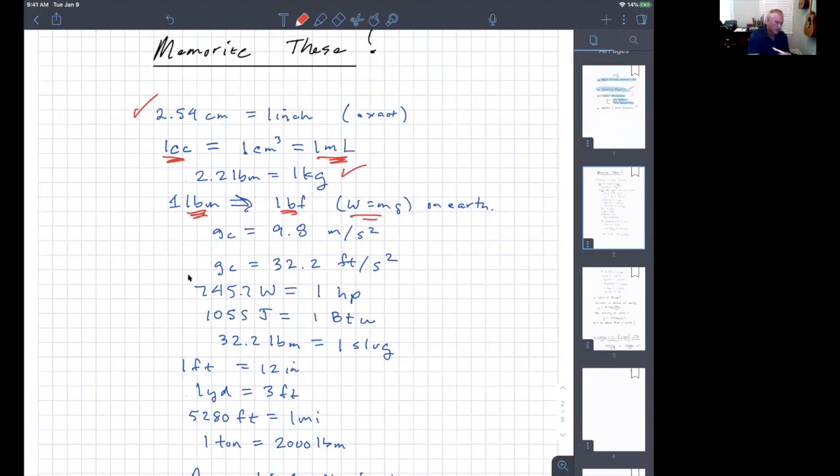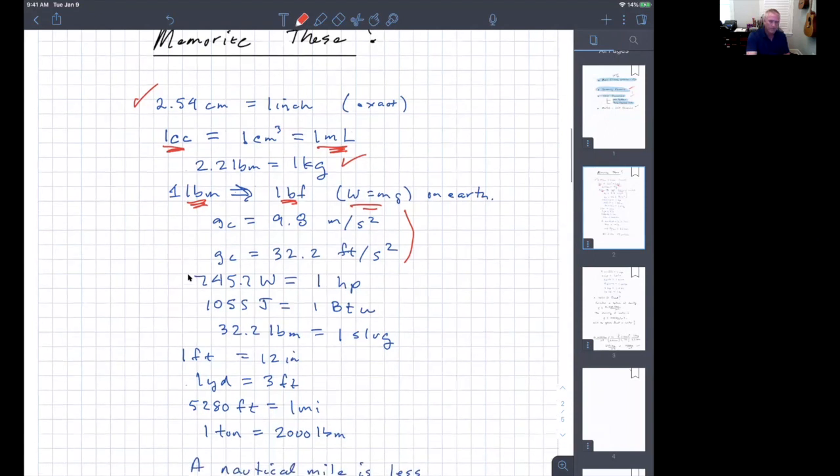Weight is equal to mg, right? So I know that substitution, or conversion if you will, if we're on Earth, and we're usually on Earth when we do these problems. Of course, I also have in my head gravitational constants for both the SI system and the English system.